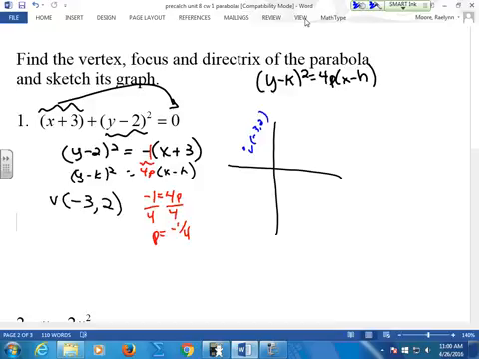Remember, it's a sketch. It's going to open to the left. Tomorrow we're going to add intercepts because we don't know how wide it's going to open. We know it's going to open left because p is negative. So it's going to open left. Tomorrow we'll add the intercepts. Today we're just going to go like this.